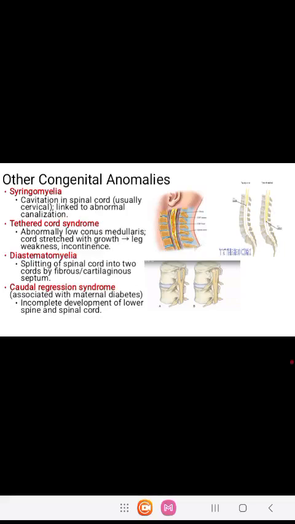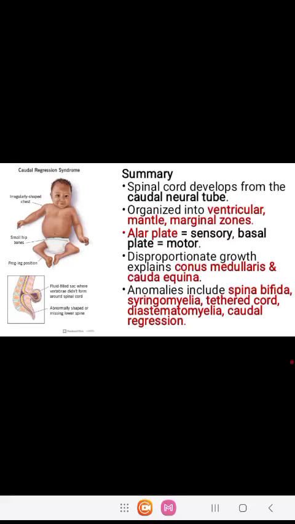Okay, last that we'll be discussing regarding the congenital anomalies is the caudal regression syndrome, which is said to be associated with maternal diabetes, and because of that there is incomplete development of the lower spine and the spinal cord, resulting into a situation whereby the lower region is not well developed, and therefore it causes weakness in the leg, and also some other abnormalities can occur as a result of this.